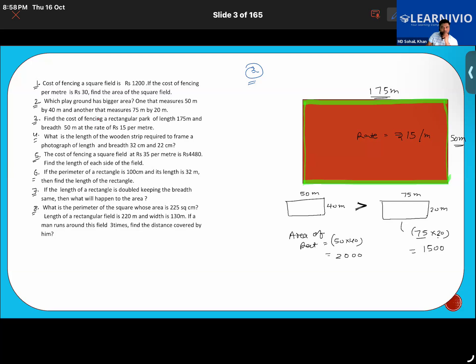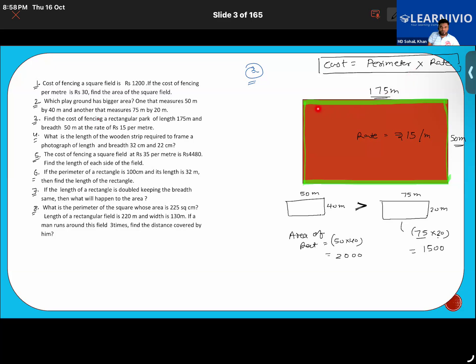So we have to find the perimeter first and then multiply that with the rate. What's the formula we are using here? Cost equals perimeter multiplied by rate. Now, it depends. If the question had given the area, I would have taken the area formula here. But here it's talking about perimeter, so we need to multiply the perimeter with the rate.